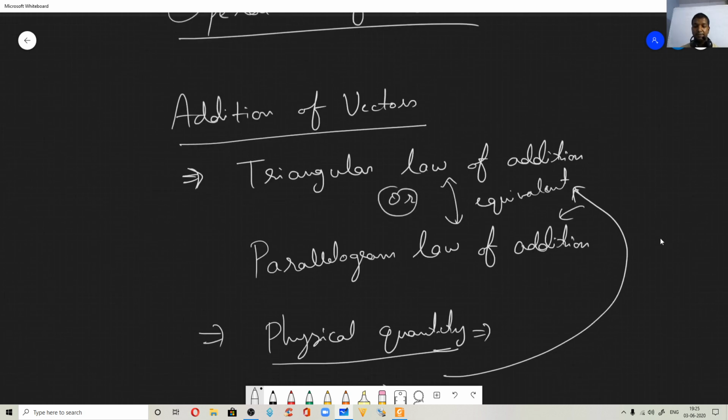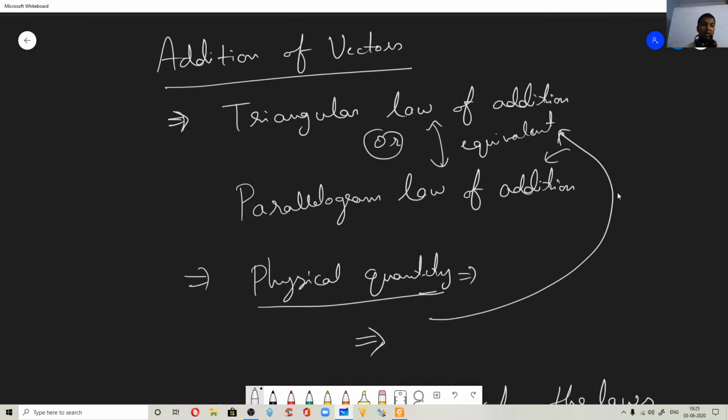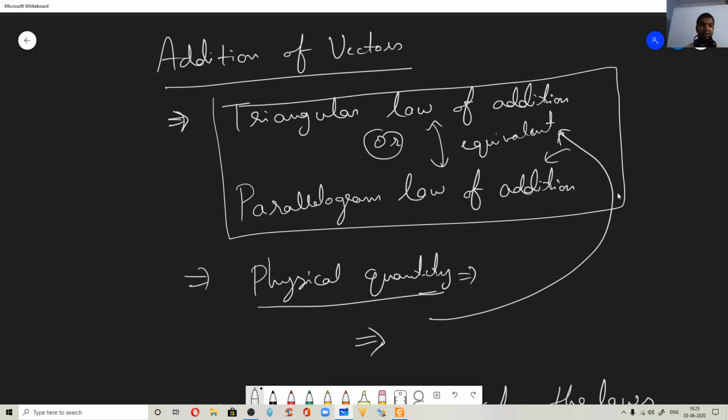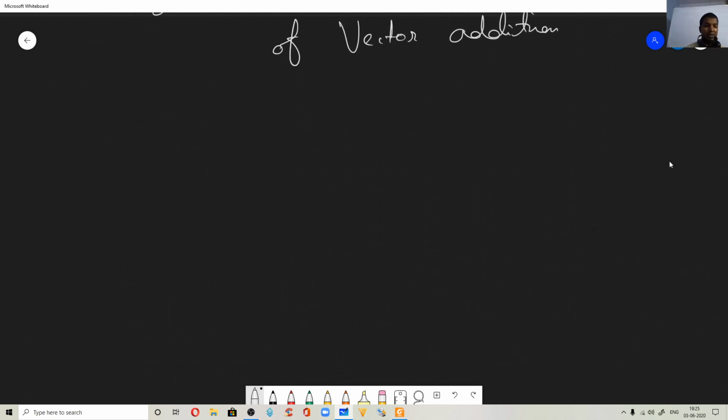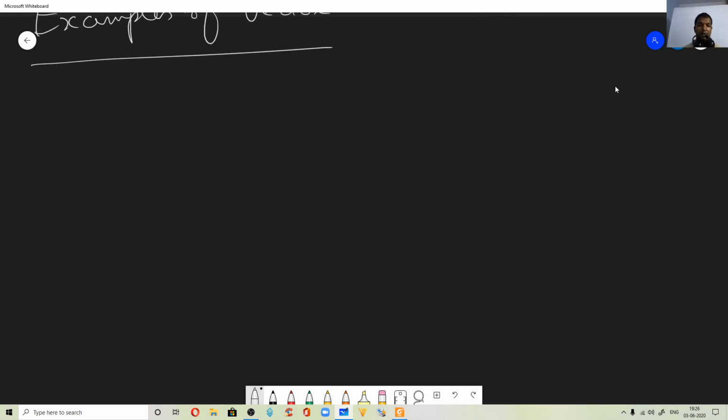Now we will see what this triangular law and parallelogram law are in detail in another 2 or 3 classes. Now let us take a simple example for vector. Let us take one real world scenario so that each one of you will understand. We still have time. I think you would have seen building plans before constructing a house.